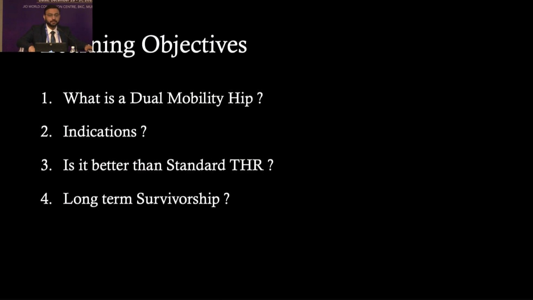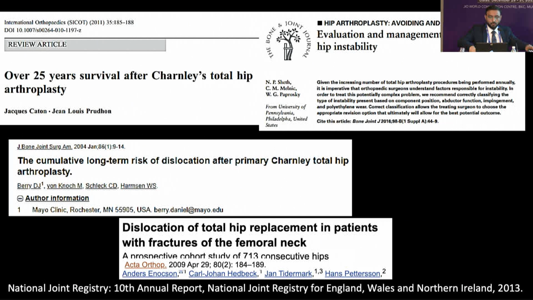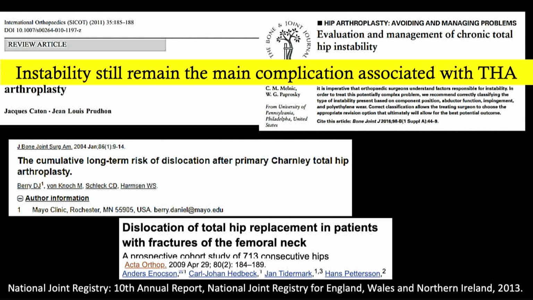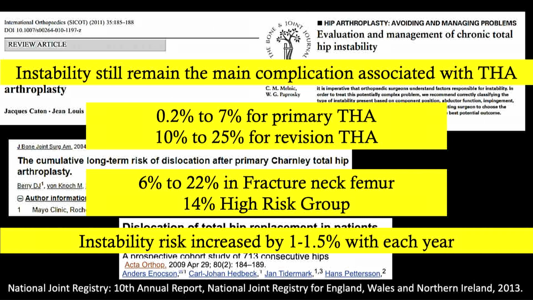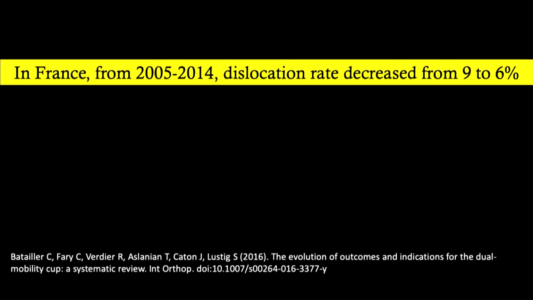These are the learning objectives from my slide. Over the years, in spite of so much development in design and technology, instability still remains one of the main complications after THA, with its incidence as high as 7% in primary cases and 25% in revision cases. Further, the instability rate increased by 1.5% with each passing year.